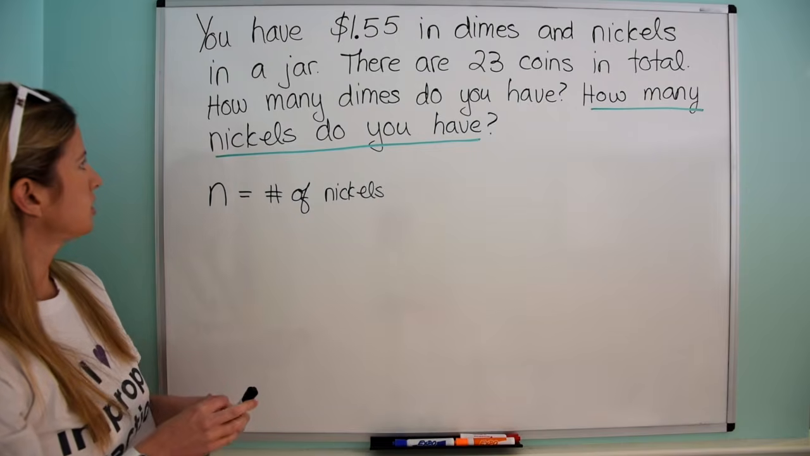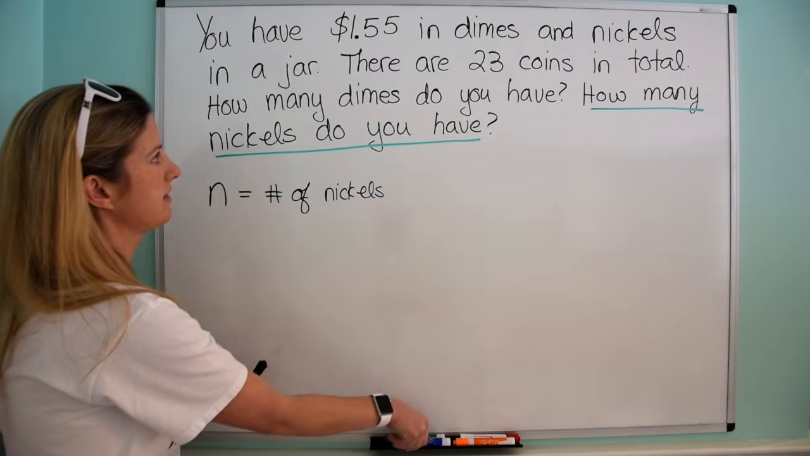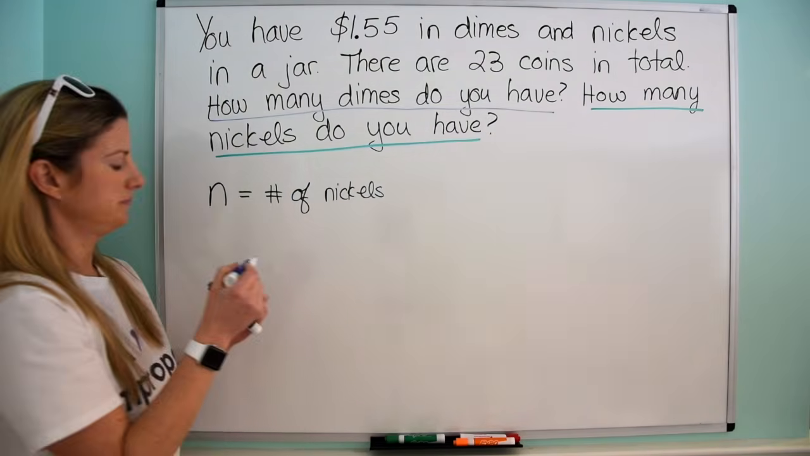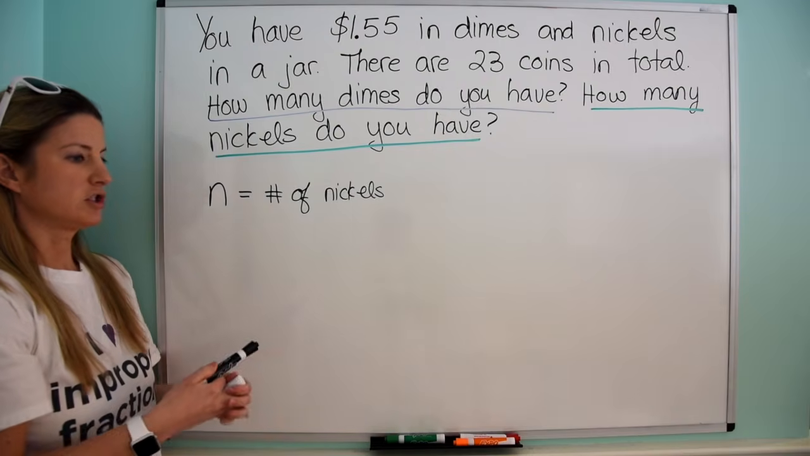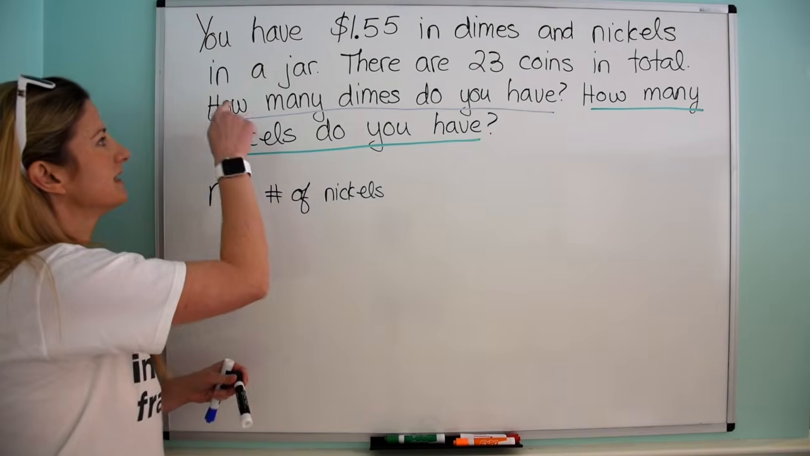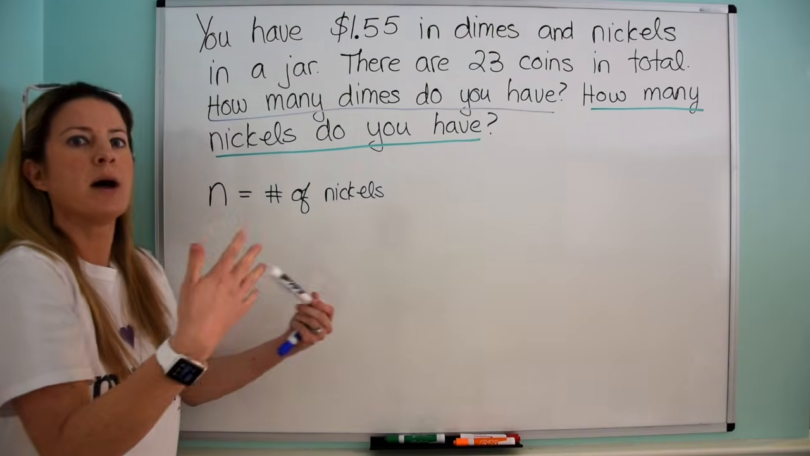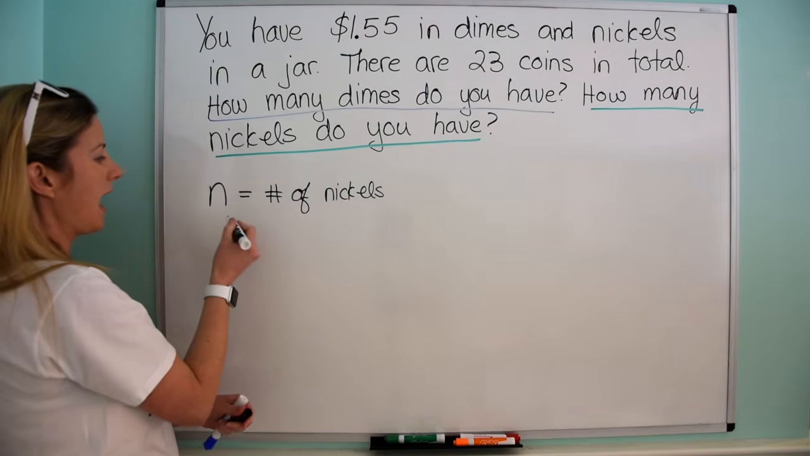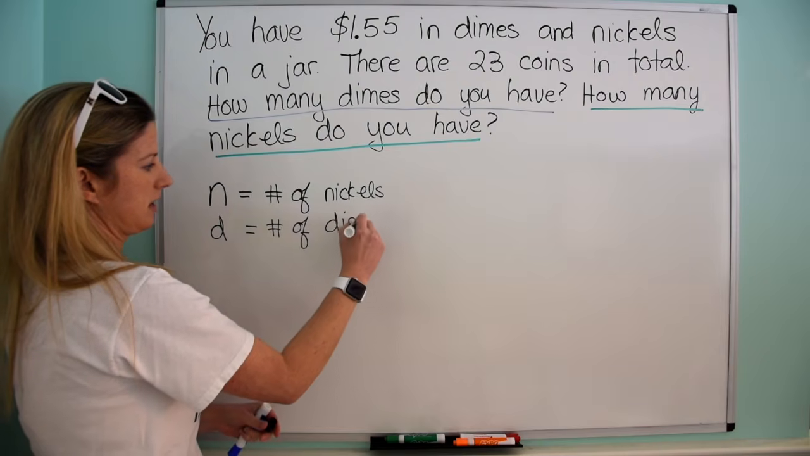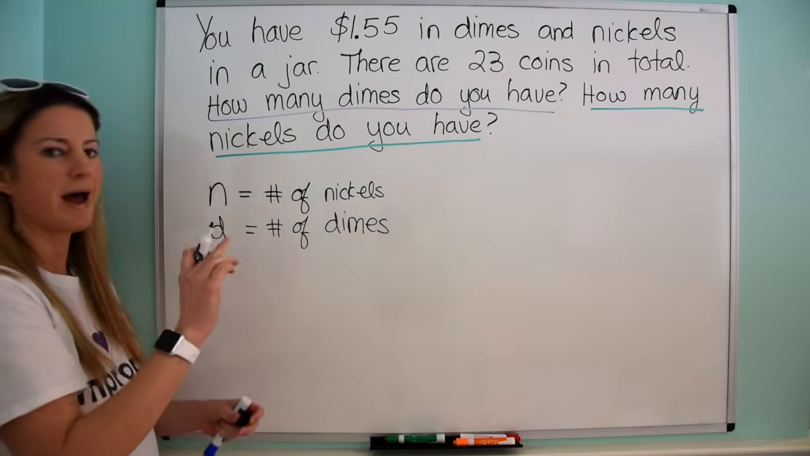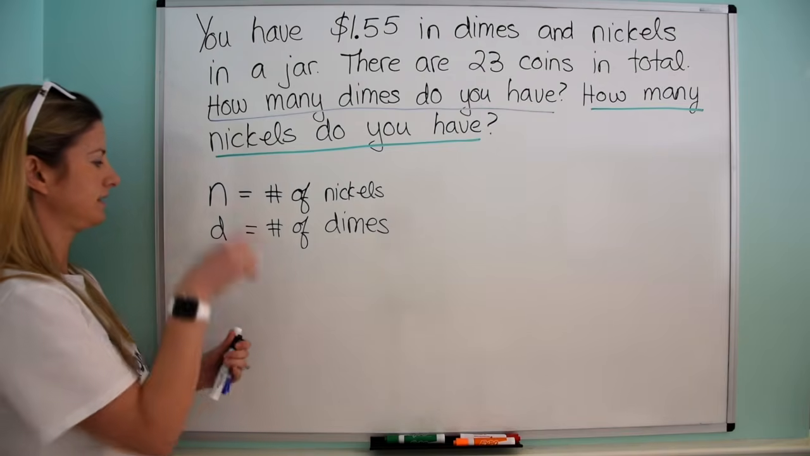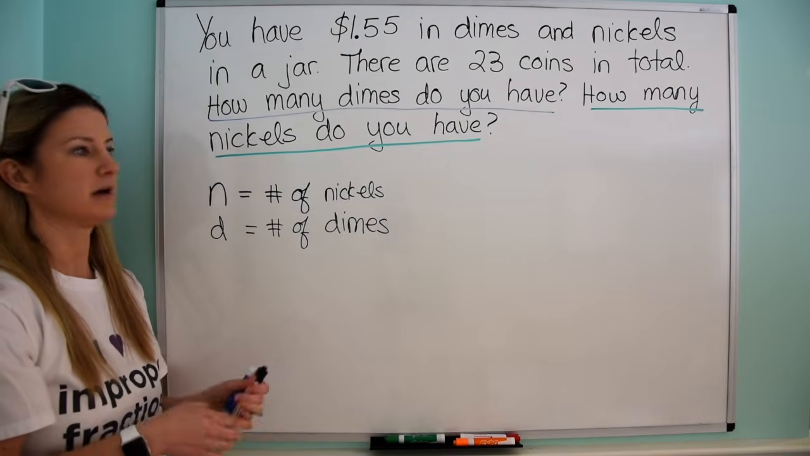Now, do I have another question in here? I do. And that other question is, how many dimes do you have? So that's telling us that my other variable is going to be number of dimes because it says how many dimes. So what's the variable? The number of dimes. That's what you're solving for. So I'm going to call it D, okay? Number of dimes. Again, if you call this X and you call this Y, that's fantastic, and you do that. For me personally, I like to see N and D because it makes my life easier.